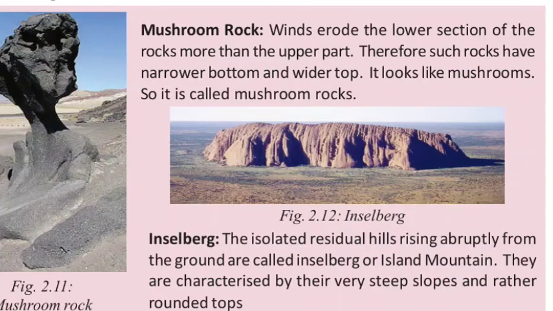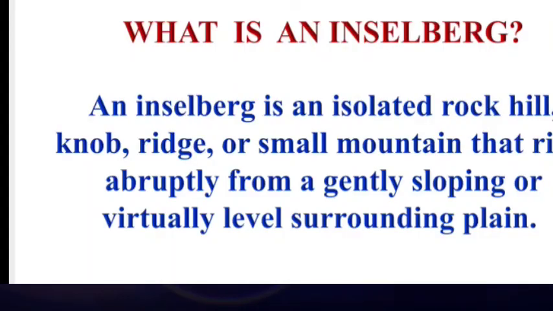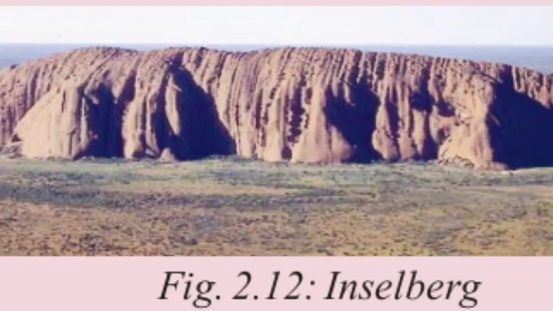Inselberg and mushroom rocks, and next, sand dunes are also formed. First, inselberg. What is an inselberg? An inselberg is an isolated rock hill, knob, ridge or small mountain that rises abruptly from a gently sloping or virtually level surrounding plain. Understand? Isolated residual hills rising abruptly from the ground are called inselbergs or island mountains. Why is it called an island mountain? If you see this picture, it looks like an island mountain.